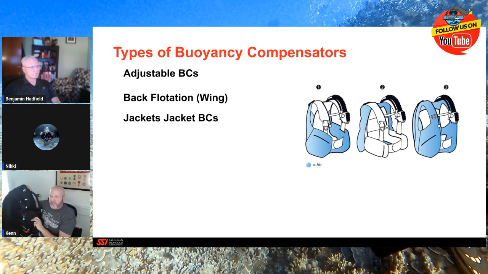Over here, this one's my personal BC. I use this one for travel. Can you see? I don't know how well you can see. Nikki, can you see? Yes, I can see it. Okay. What style do you think this one is? Do you think this is a 1 or a 2 or a 3? It looks more like a 2 to me. That's exactly right. So this is a back inflate wing. This is the Eagle Covert. It's really lightweight. This is a travel BC.